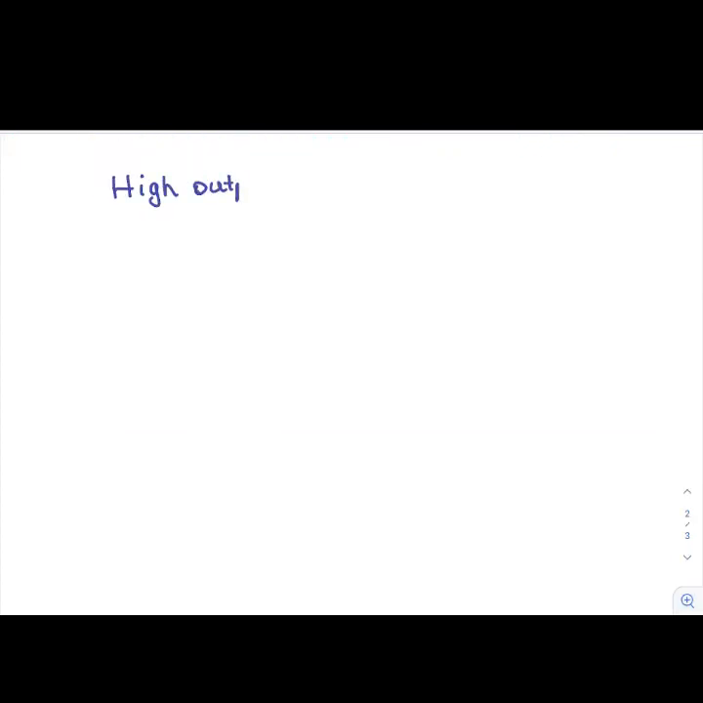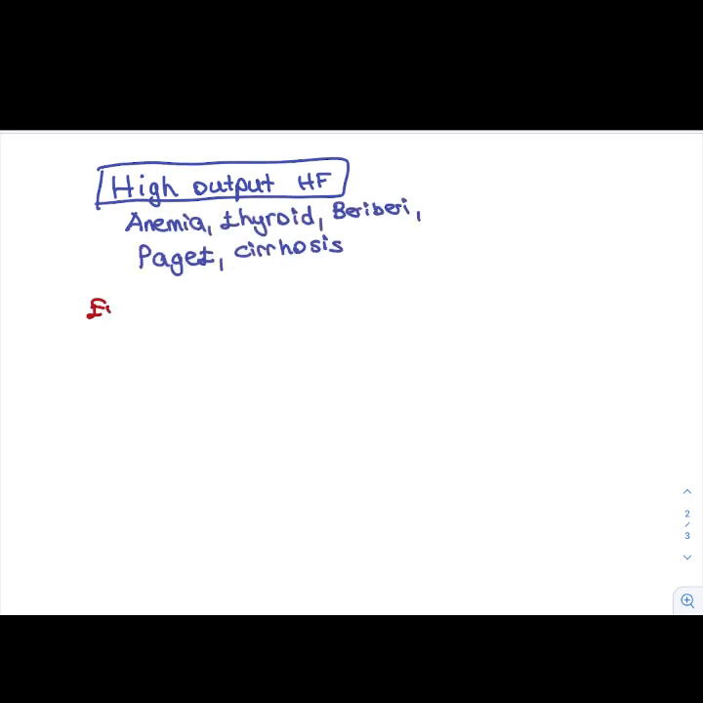So let's talk about the subcategories of heart failure, or the secondary causes, that the USMLE loves to ask. Please know those because you're going to be asked about this 100%. Let's first talk about high output heart failure, which is usually due to anemia, thyroid disease, beriberi, Paget disease, and cirrhosis. So every heart failure patient needs to be tested for TSH, hemoglobin, and liver function tests because of those reasons.